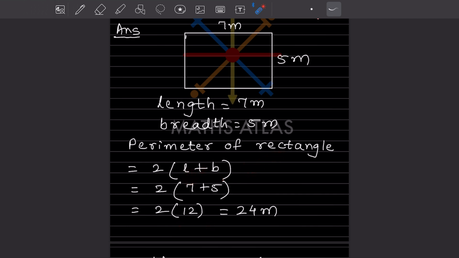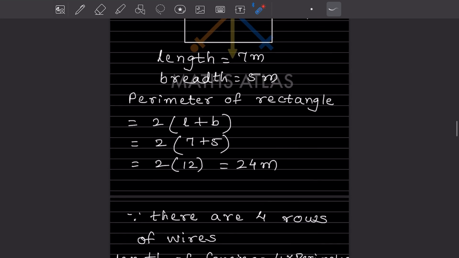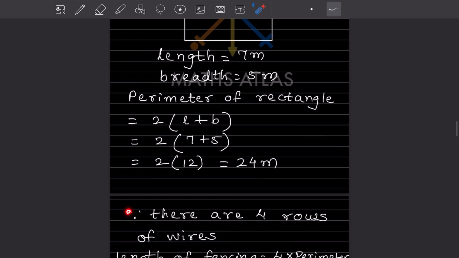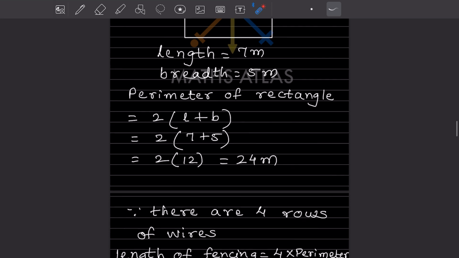2 into 12 and this is 24 meter. Since there are, when we write these 2 dots and 1 dot, it means since. And when we write like this, 1 dot up, it means therefore. So since there are 4 rows of wires, what are you going to do?